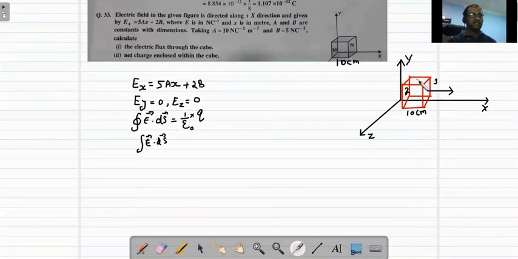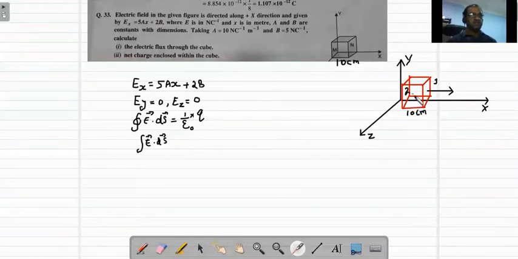Electric field is in the x direction. The normal to the surface, the vector area ds, will be this way. Theta is 90 degrees, and cos 90 is 0. The same way for the bottom surface: the normal will be downward and the field is in the x direction. That also has theta 90 degrees, so E dot ds is 0. E ds cos theta will be cos 90, which is 0.